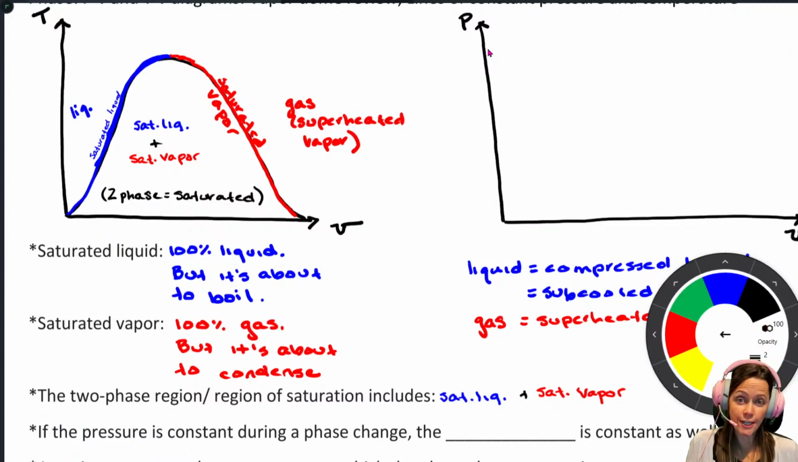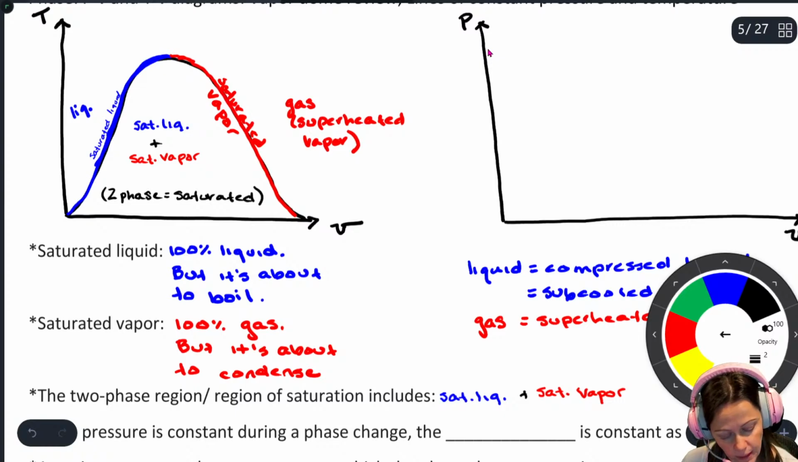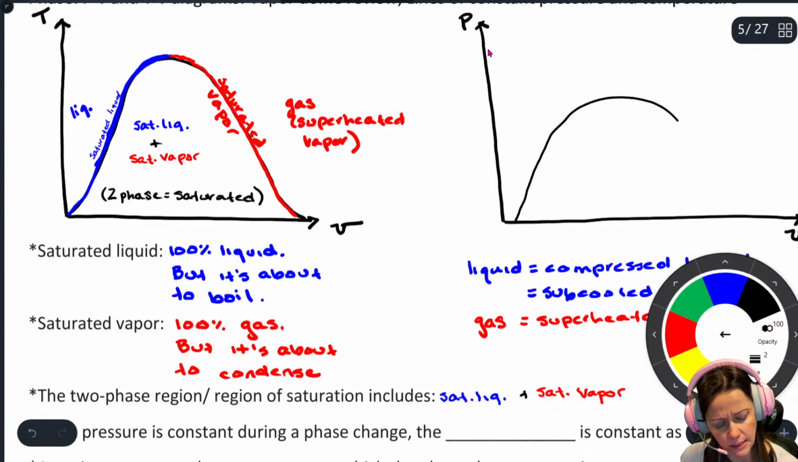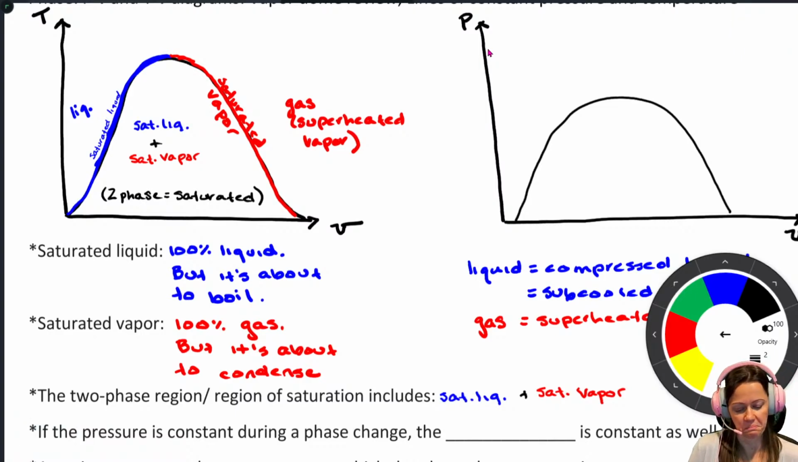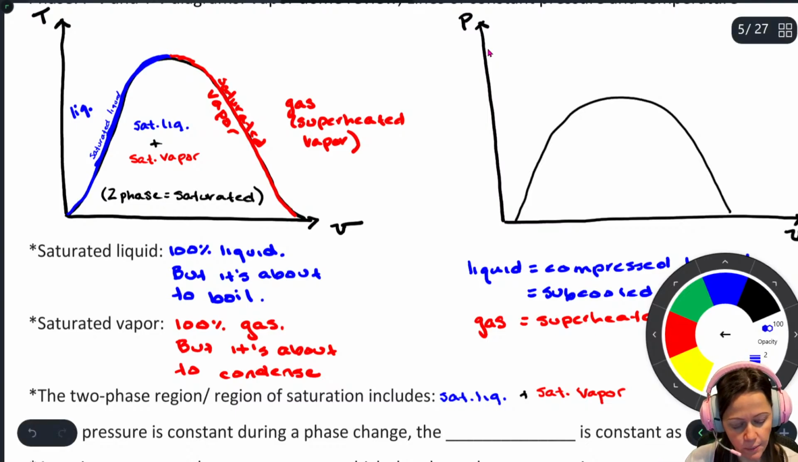So that's our TV diagram, but we've also got a PV diagram. And the dome, it's still a dome. It's shorter and fatter. I may ask you on a test to draw a PV diagram or draw a TV diagram. As long as you've got a dome there, that's all I'm looking for. Okay, so same kind of deal, right? Everything over here to the left-hand side, it's a liquid. Everything over here to the right-hand side is a gas, or oops, I'm sorry, not a saturated vapor, a superheated vapor.